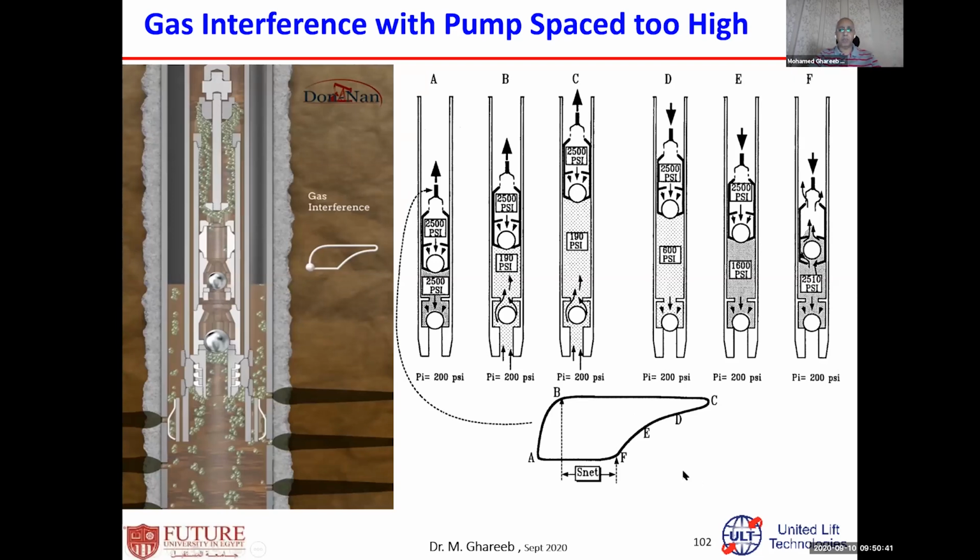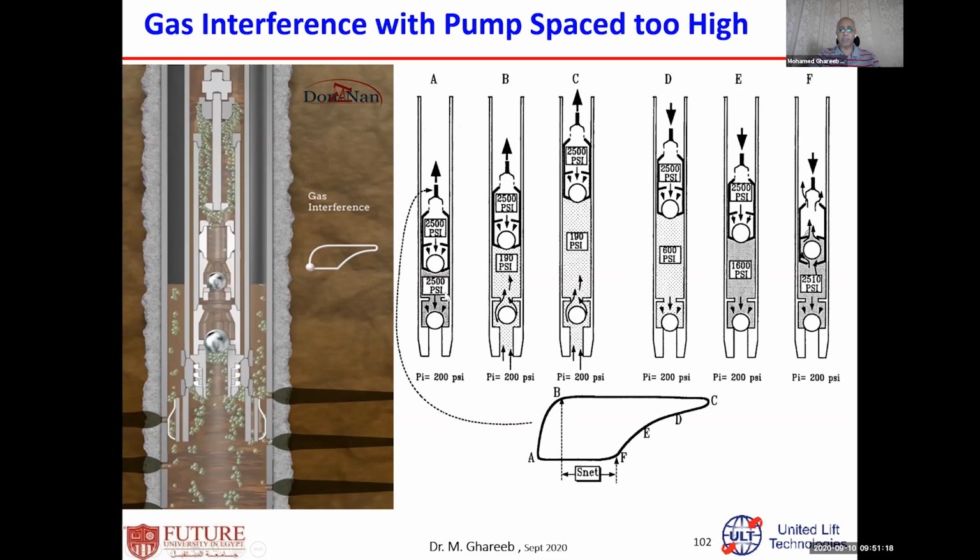This is a pump, and assume that the pump intake pressure is 200 psi, and the discharge pressure is 2,500 psi. When you start to go up, all this hydrostatic head of 2,500 psi acts on the pole of the traveling valve. The traveling valve is closed at this point. Meanwhile, still inside the pump, I have 2,500 psi with the standing valve closed.